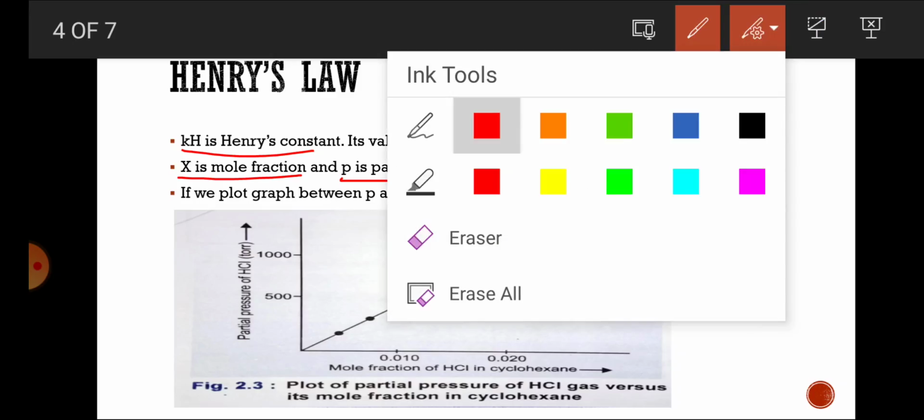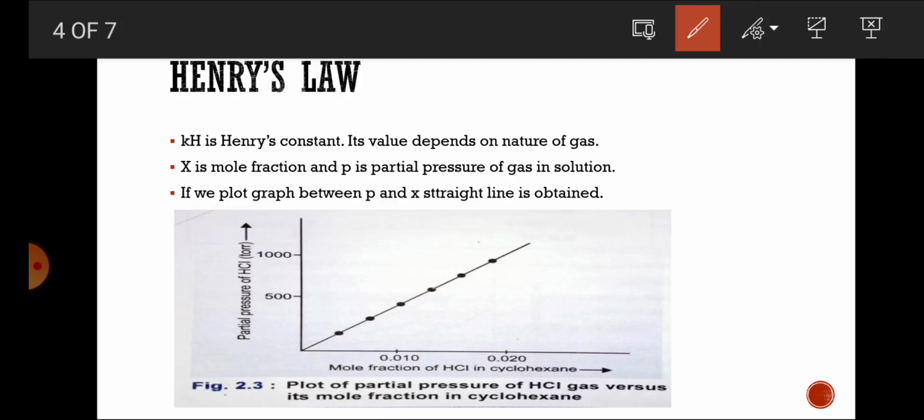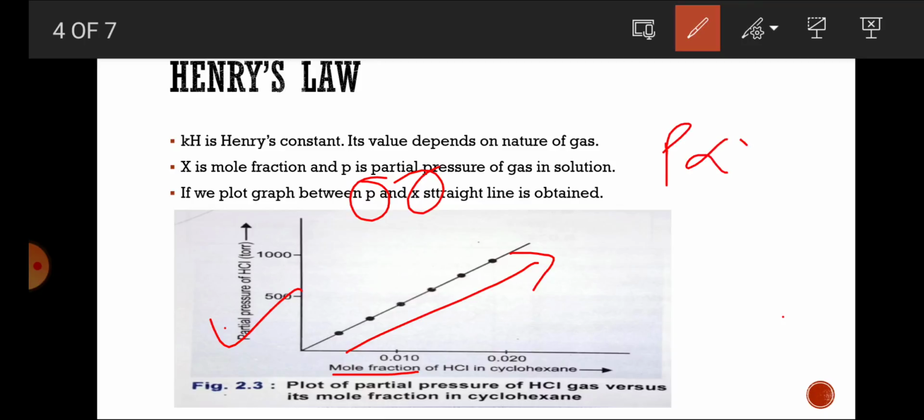So you can see there is one example about P and X. P is, I told you, the partial pressure, and X is the mole fraction of the gas. If we draw a graph between the partial pressure and mole fraction, you get a straight line graph. This means that partial pressure is directly proportional to the mole fraction x of the gas. So we have taken the particular example of HCl in the solvent cyclohexane.